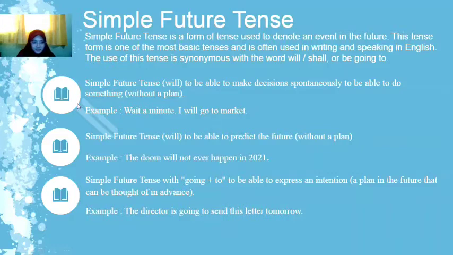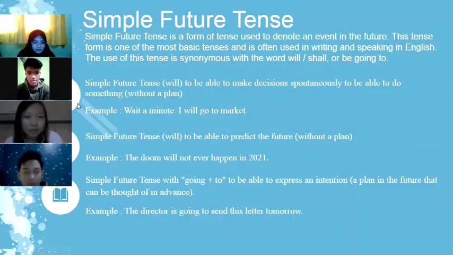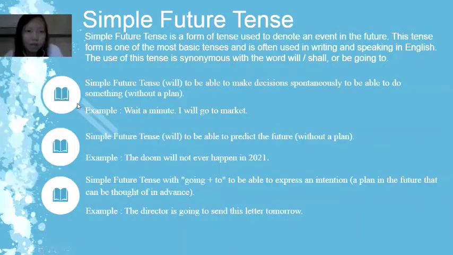Future tense. Simple future tense is a form of tense used to denote an event in the future. This tense form is one of the most basic tenses and is often used in reading and speaking in English. The use of this tense is synonymous with the word will or shall or be going to.